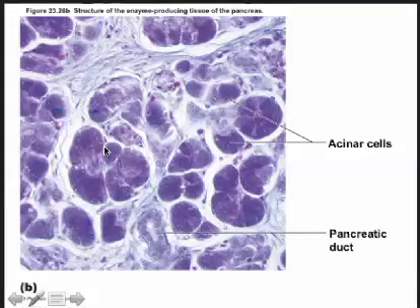And here you can see an actual histological section showing you the acinar cells and the pancreatic ducts. Notice that the pancreatic ducts are lined by simple cuboidal epithelia, and the acinar cells are distinctly different. They're sort of wedge-shaped. These are, again, secretory epithelia, what we used to call glandular epithelia.